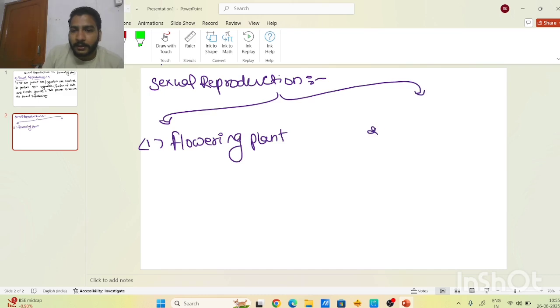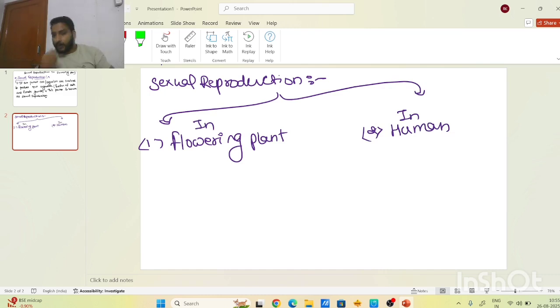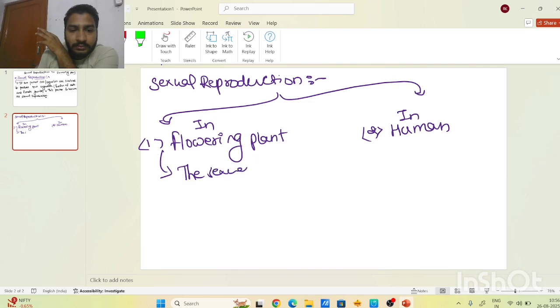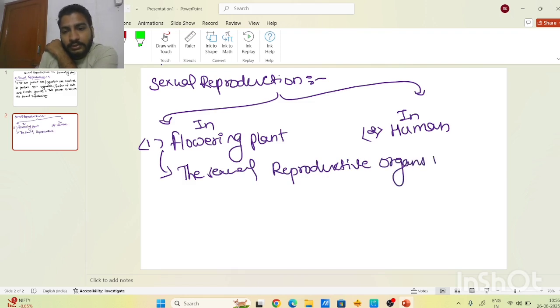In flowering plants, and the second one is in humans. First of all, we will talk about what a flowering plant is. The flowering plant is known as the angiospermic plant, in which flowers are produced. Flowers are the organ of the plant that shows sexual reproduction. Basically, the sexual reproductive organ of the plant is the flower.